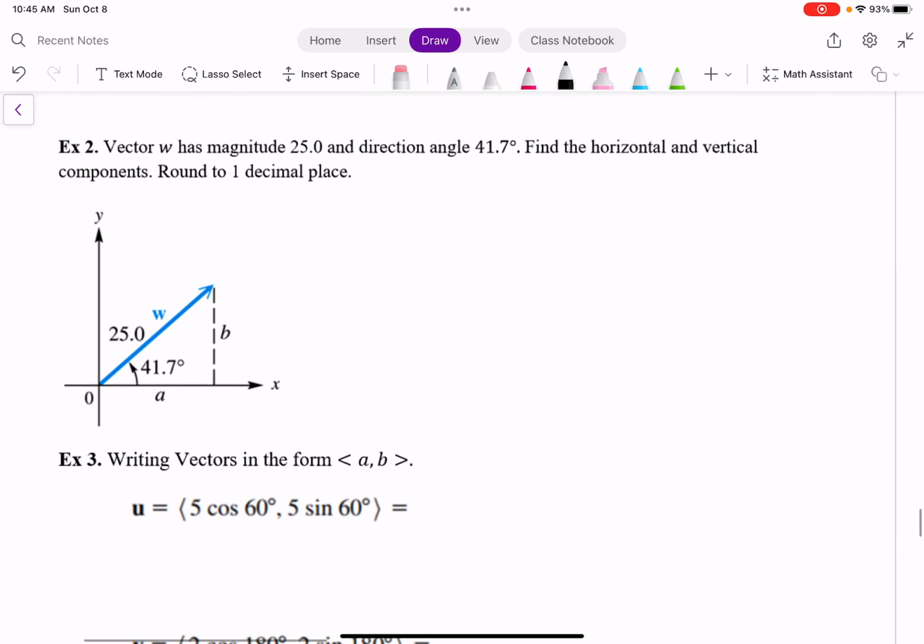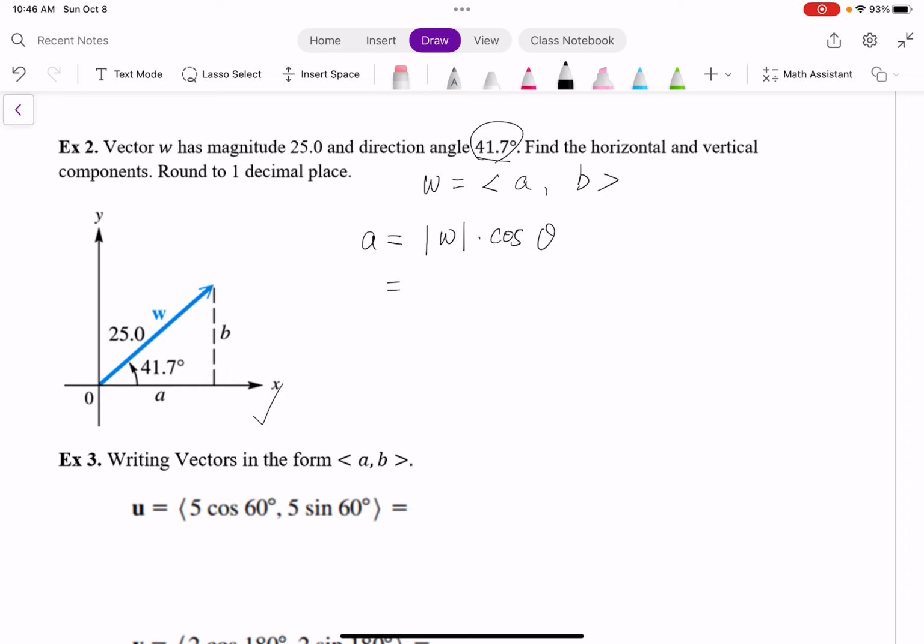Okay, let's see example 2. If I have a vector w with magnitude 25.0 and direction angle 41.7 degrees, every time we can graph the image. So this is the angle, an acute angle in the first quadrant, and the magnitude given is 25. How about the horizontal and vertical components? I need to write my w in the form a comma b. What is a? What is b? So a, in the formula we have learned, is magnitude of w multiplied by cosine theta.